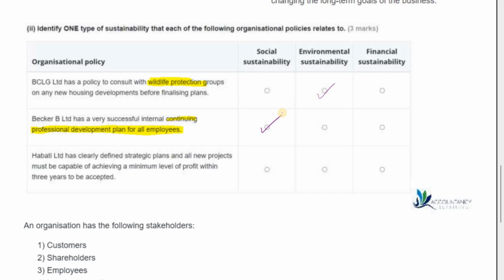B Limited has clearly defined strategic plans and all new projects must be capable of achieving a minimum level of profit within 3 years to be accepted. So we're talking here about strategic plans and achieving a minimal level of profit. So for that, we're going to be talking about financial sustainability so that they are making the profit they need within 3 years to be accepted.